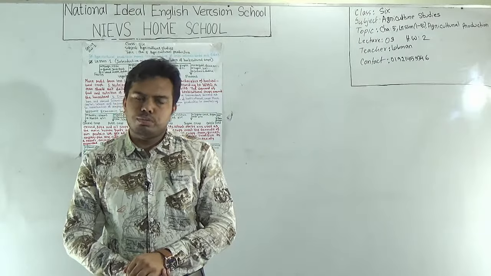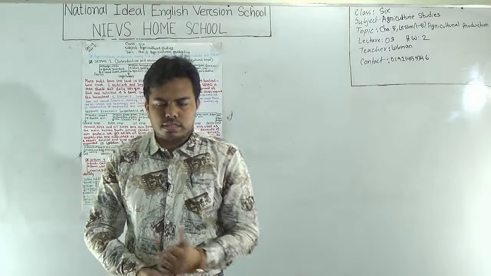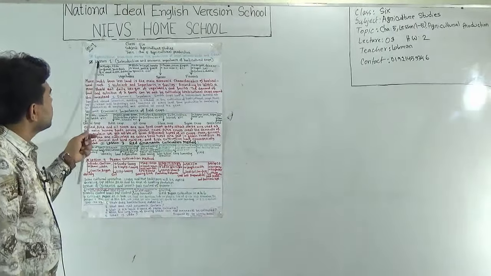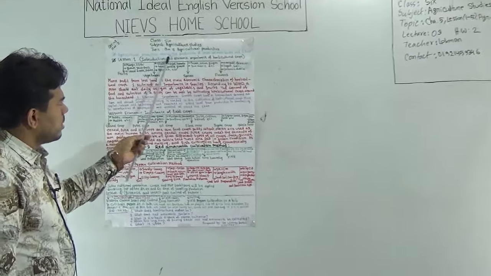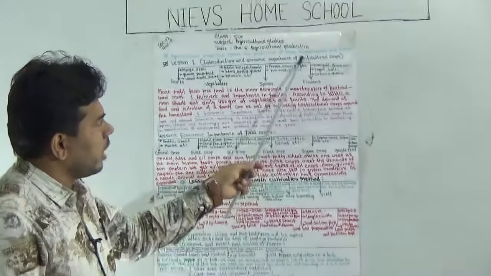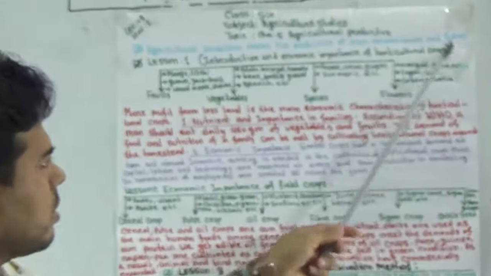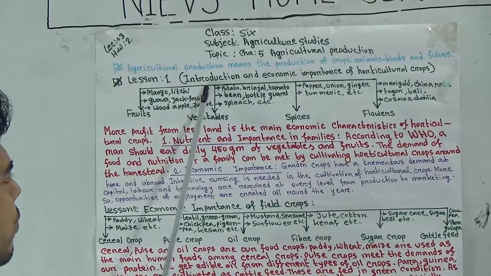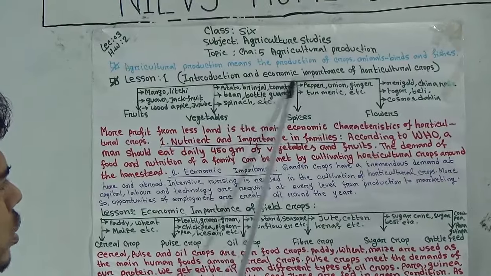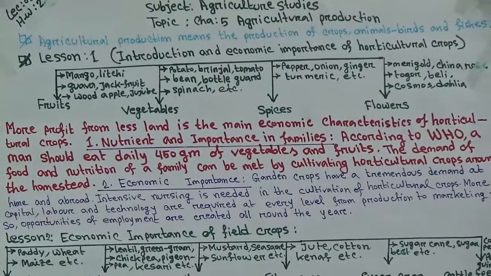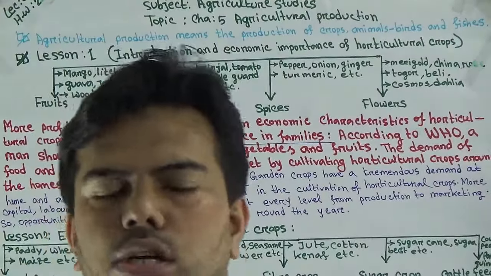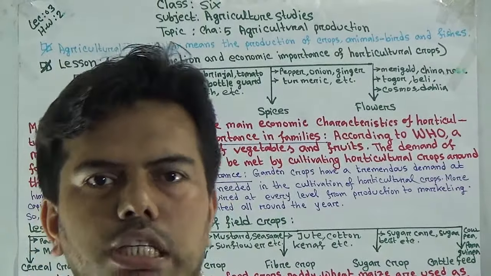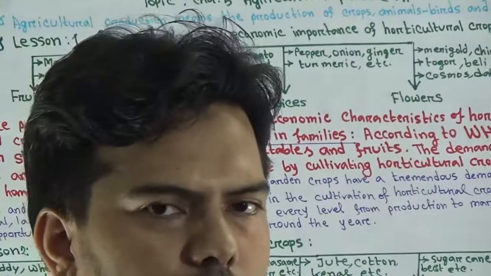So let's see. I hope you have already opened your book. Now let's see our today's discussion. First of all, agricultural production means the production of crops, animals, birds and fishes. Okay, now go to lesson 1. The topic is introduction and economic importance of horticultural crops. Now we need to know what is horticultural crops. Horticultural crops is a crop which we can grow in our garden.